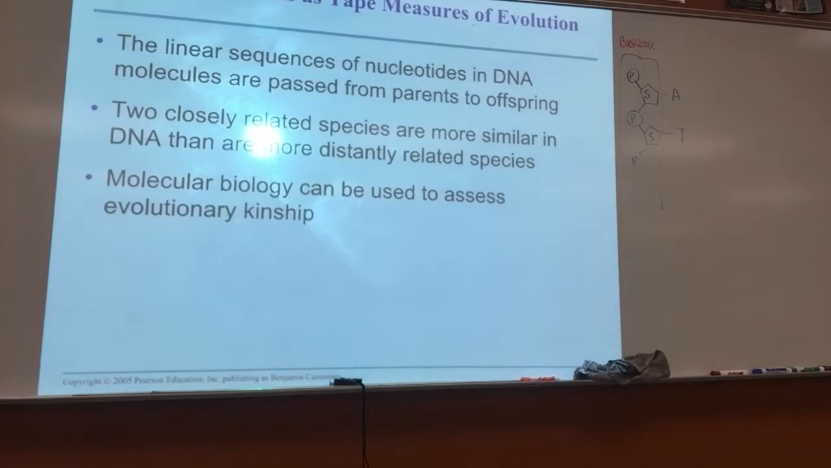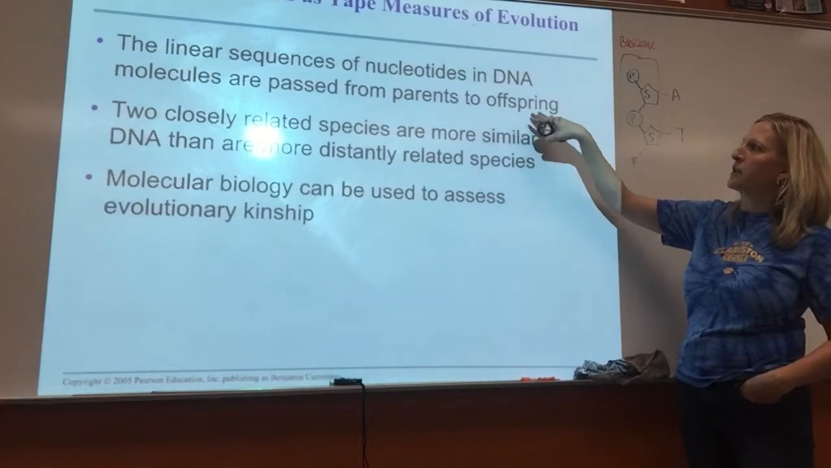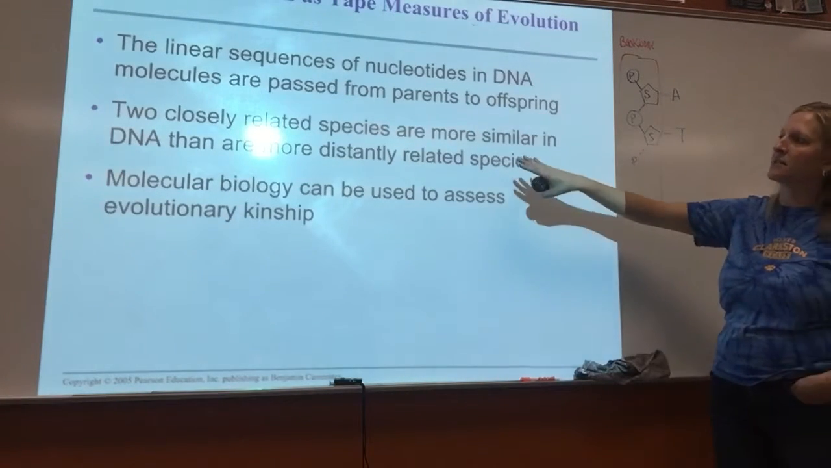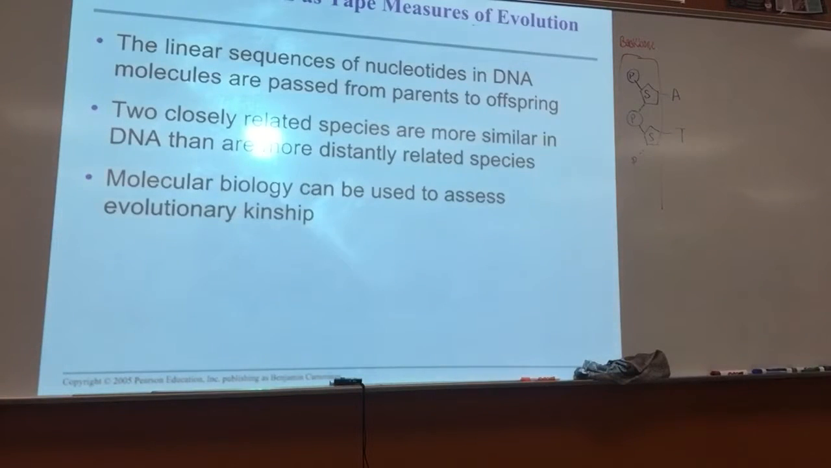So the last thing is that the DNA, we're going to link it to evolution and relatedness between organisms. The order of bases in the DNA are passed from parents to offspring through egg and sperm cells. And 2 closely related species have more of those bases in common. The order of the bases is more similar than in organisms that are distantly related. So we use that to tell relatedness among species.